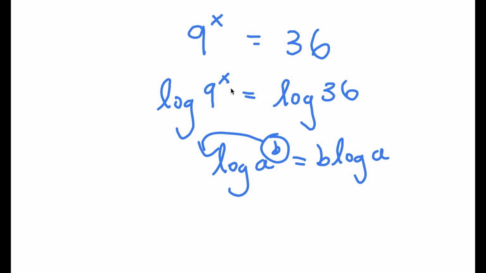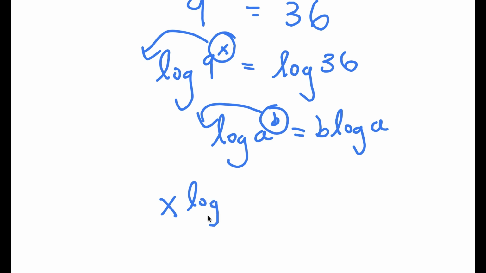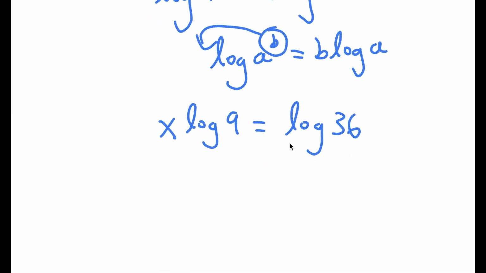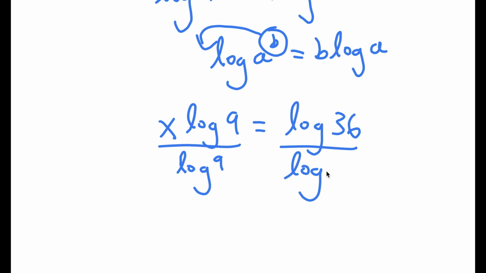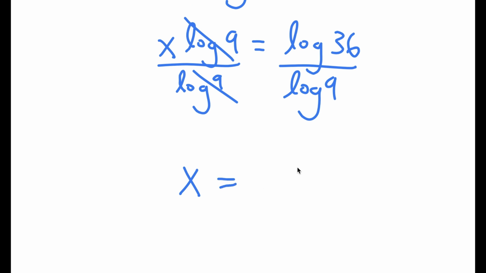So in this case, I have log 9 to the power of x, and we can think of x as b. So we can move this to the front, and now this is going to equal x times log 9 is equal to log 36. Now what I'm going to do is divide both sides by log 9 so we can isolate x. So now I have x times log 9 over log 9 is equal to log 36 over log 9. So these two log 9s simply cancel out, and I have x is equal to log 36 over log 9.